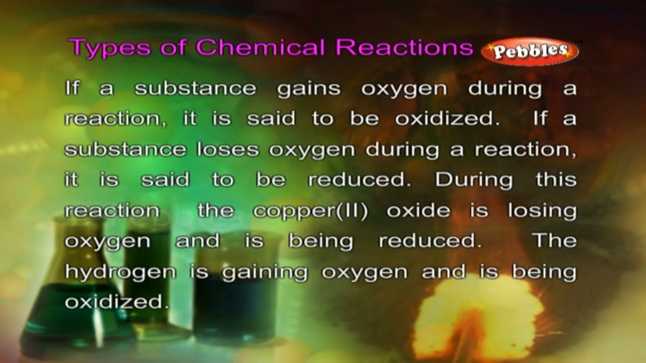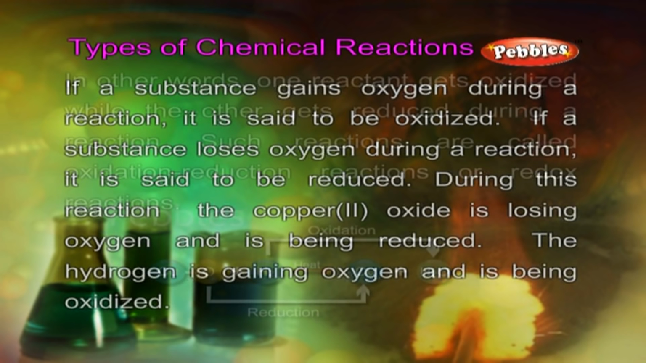If a substance gains oxygen during a reaction, it is said to be oxidized. If a substance loses oxygen during a reaction, it is said to be reduced. During this reaction, the copper 2 oxide is losing oxygen and is being reduced. The hydrogen is gaining oxygen and is being oxidized.